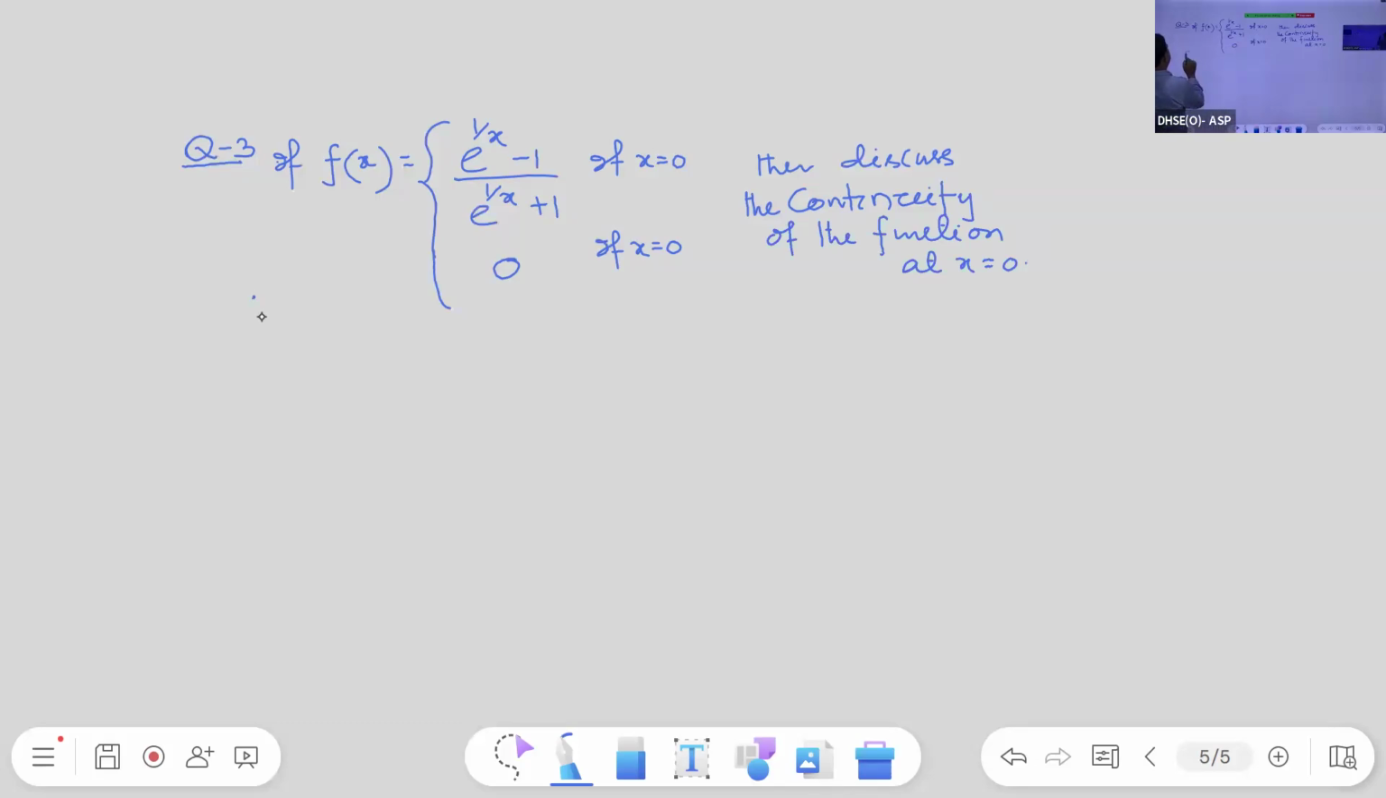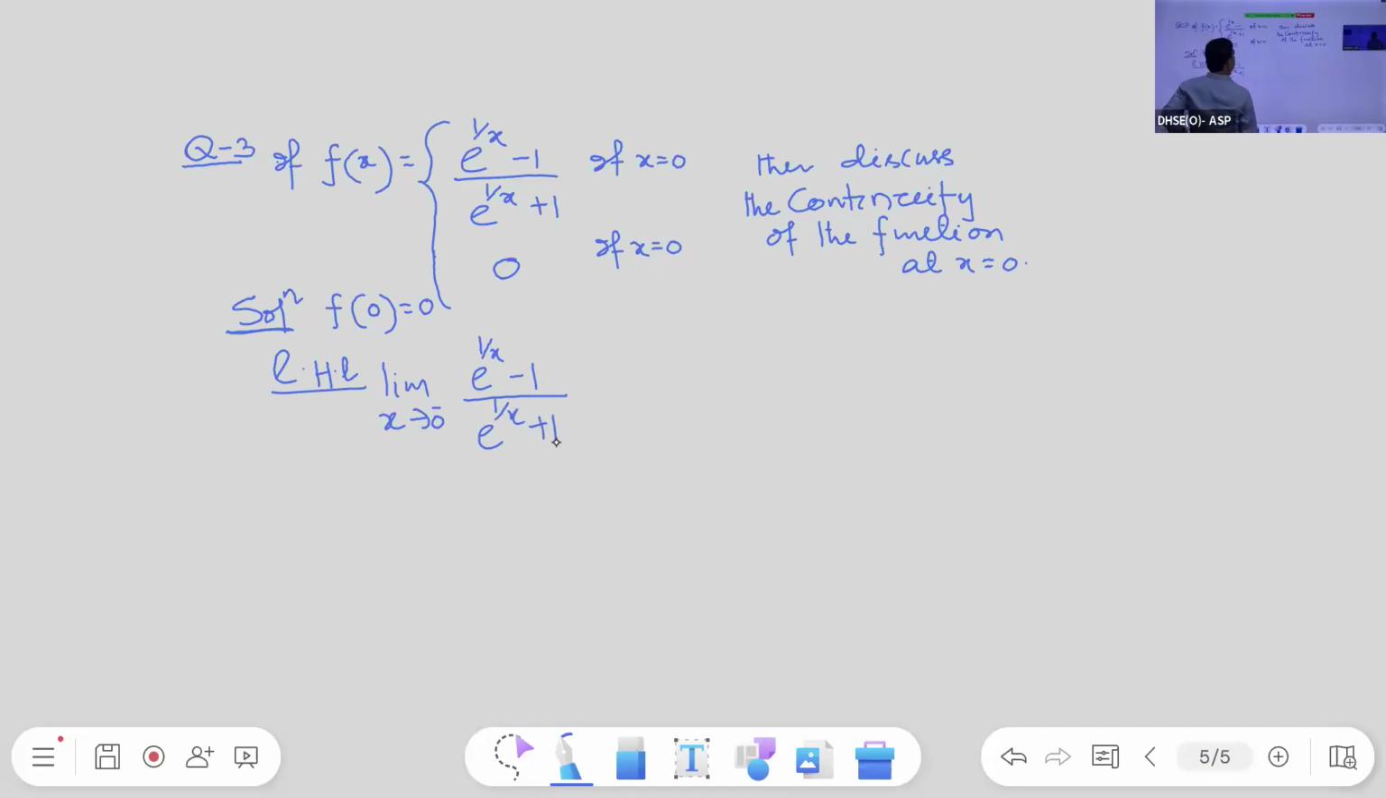So guys, come to the solution. The functional value of the function is given, that is 0. F of 0 is equal to 0, right? Now we have to calculate both left hand limit and right hand limit of the function at x equal to 0. Let us calculate the left hand limit first. LHL, that is limit x approaching to 0 from the left hand side. That means x is taking very, very small negative numbers. So limit x tending to 0 minus f of x will be e raised to the power 1 by x minus 1 upon e raised to the power 1 by x plus 1.